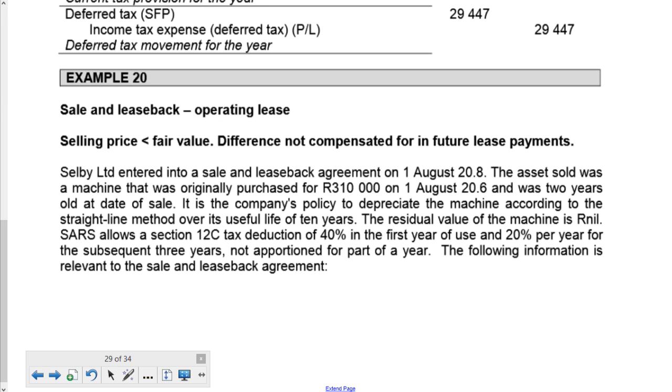Okay, I want to talk to you about SARS. You see, this one is not compensated. Do you see? Difference not compensated. So when the difference is not compensated, then we don't have to do any funny gymnastics. Whatever we got it for, that's profit. Okay, let me talk to you about tax with sale and leasebacks.